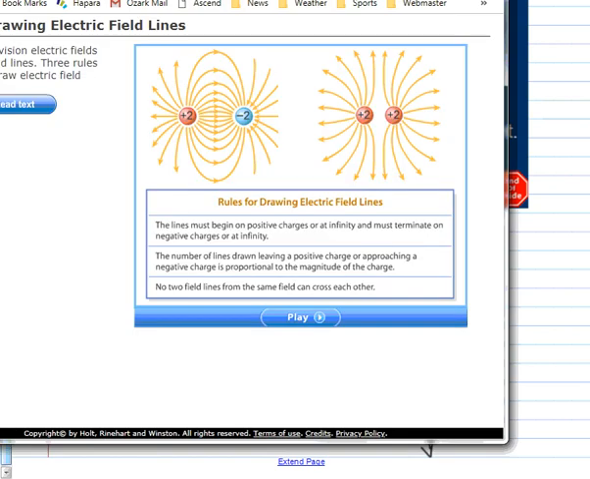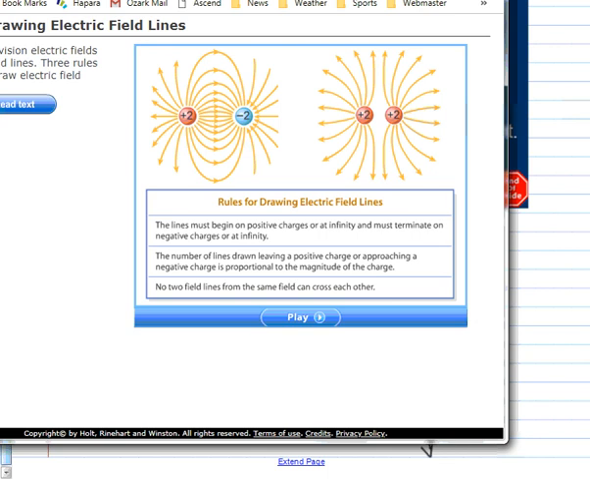So how do we know how many lines? If you just are given one charge, then it really doesn't matter. But if you have 2 charges with different strengths, then we would know that the lines need to be proportional to those strengths. Like if one is twice as strong as the other, I'd have twice as many on one as the other.